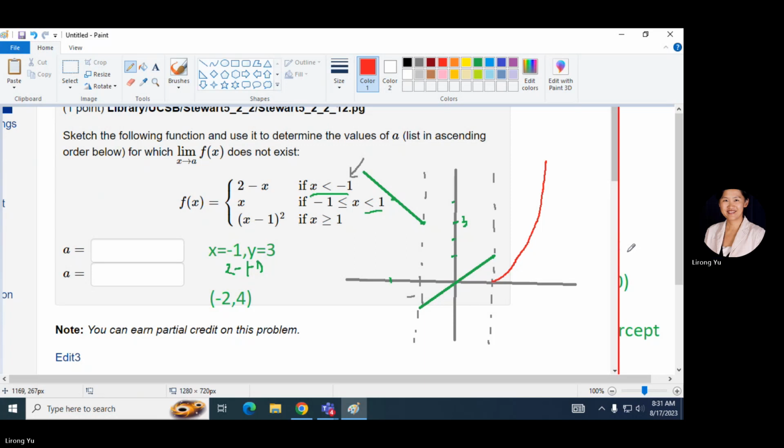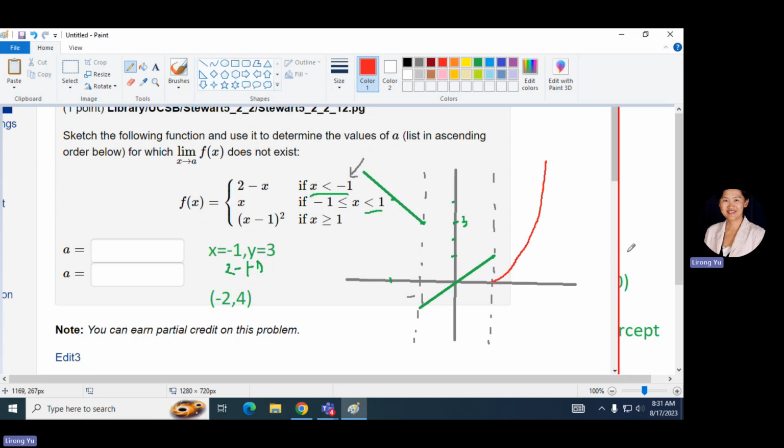Questions? Did that answer your question? For the first one, how do you get the 3? The 3, it's x equal to -1, so 2 minus negative 1. 2 minus negative 1 is 3.